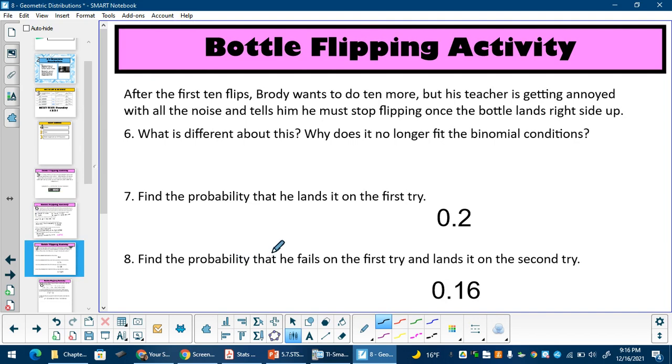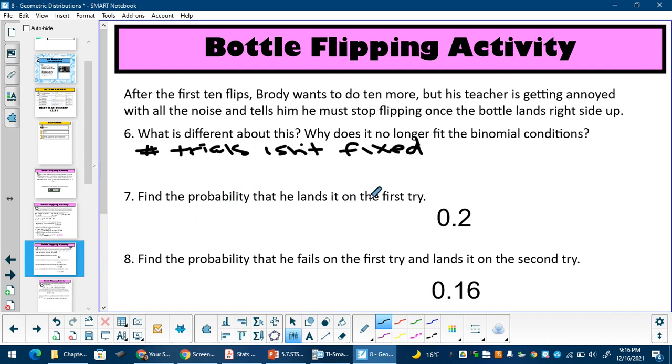All right, so now we're changing the scenario. Now the teacher's getting annoyed. So she says he can flip the bottle until he gets it landing upright. So it could be 2 times he gets it, 5 times he gets it, 10 times. So what's different is it no longer fits the binomial conditions because the number of trials isn't fixed. So we don't know how many trials he's going to do. It's unknown. So then it's no longer binomial and it changes to a geometric distribution.